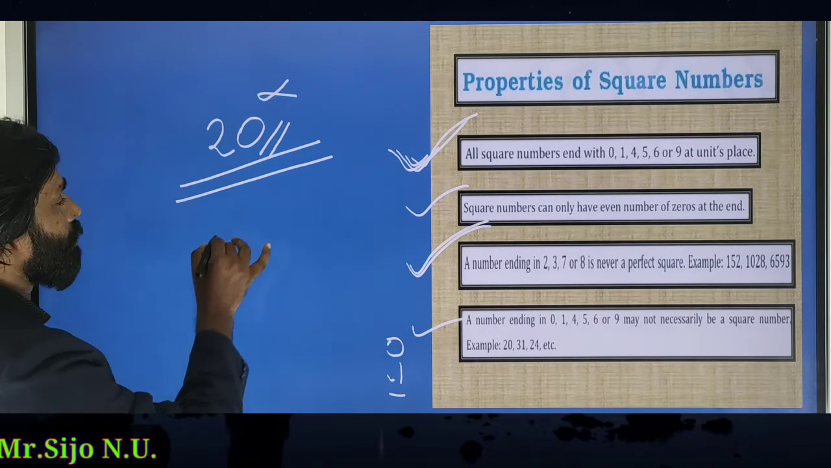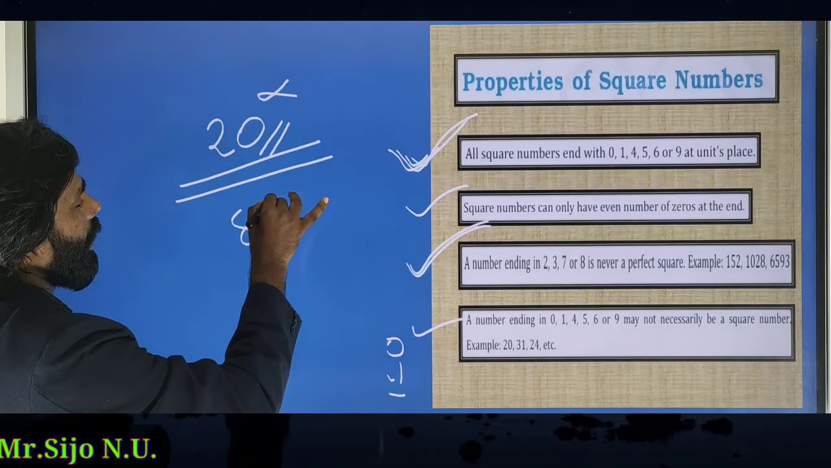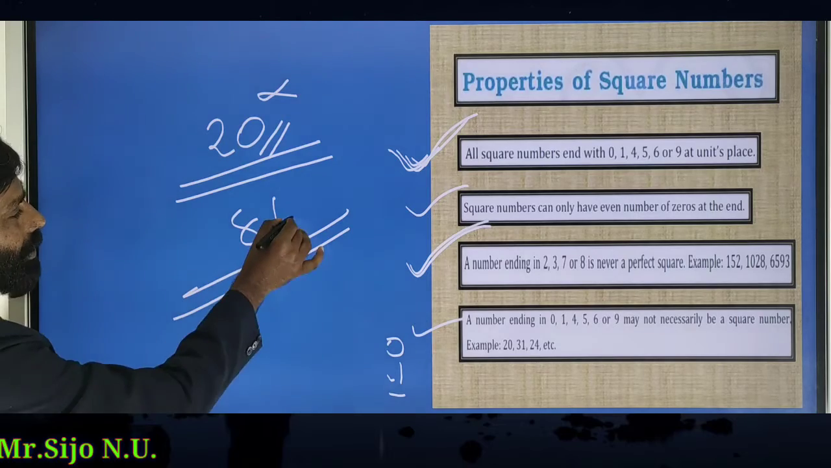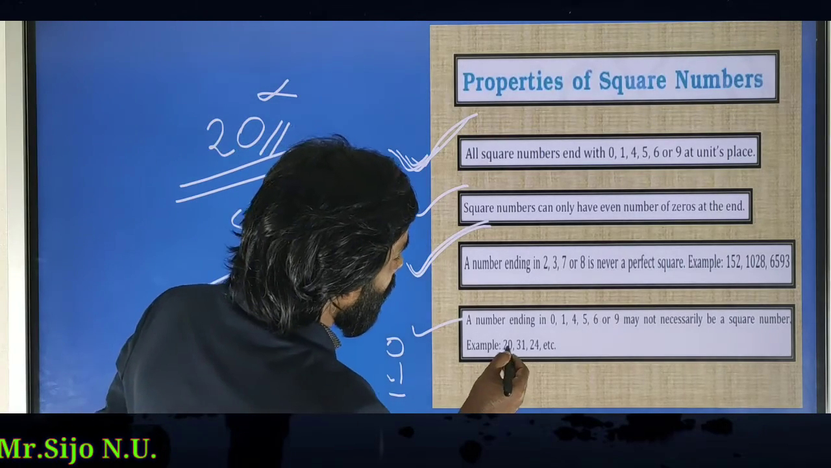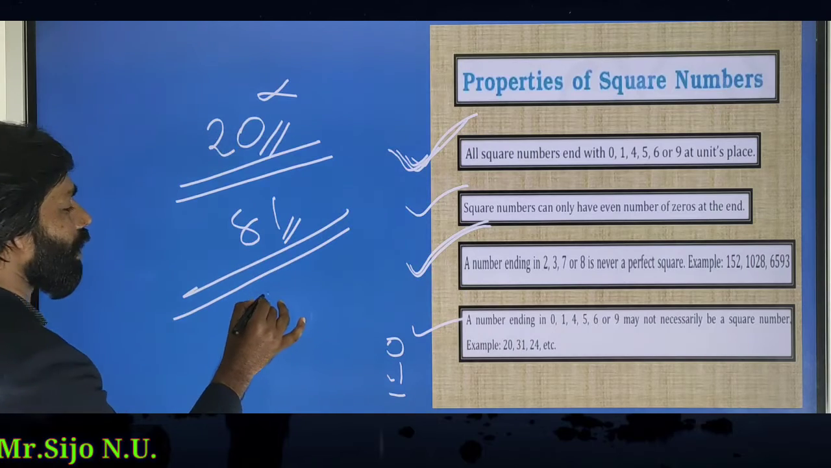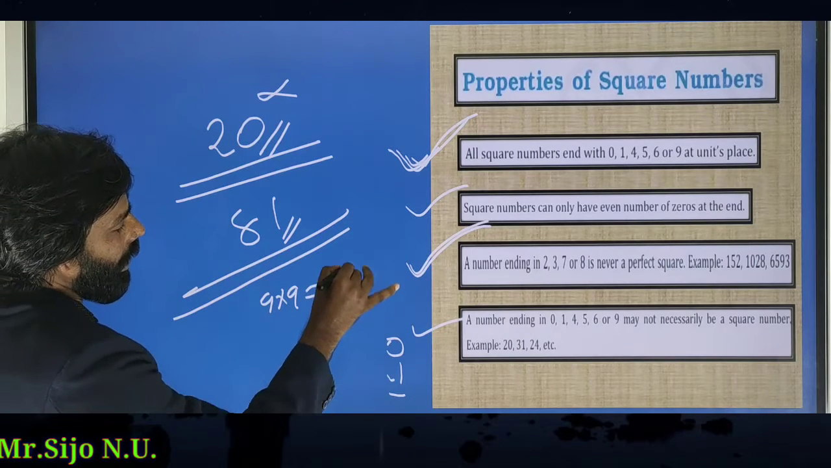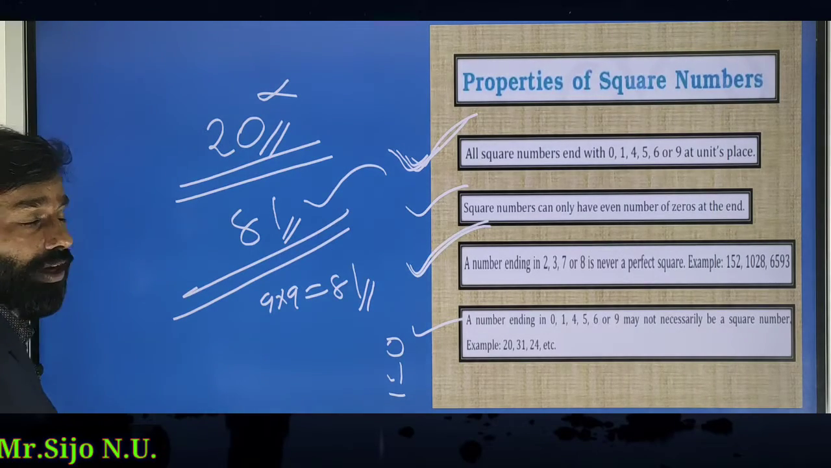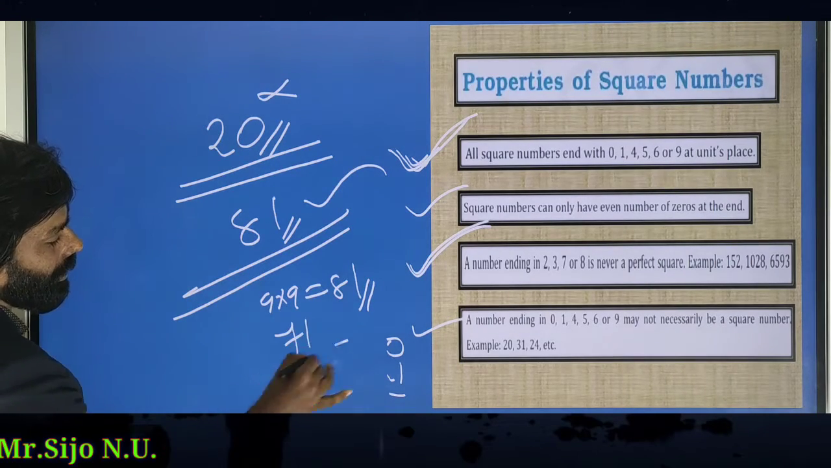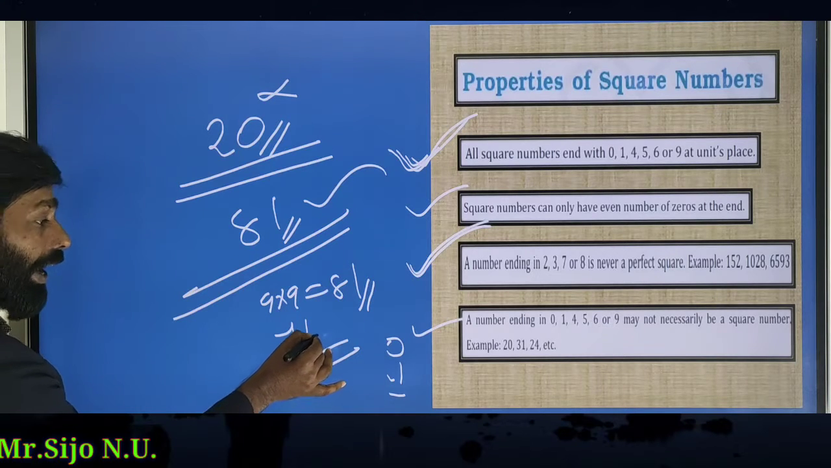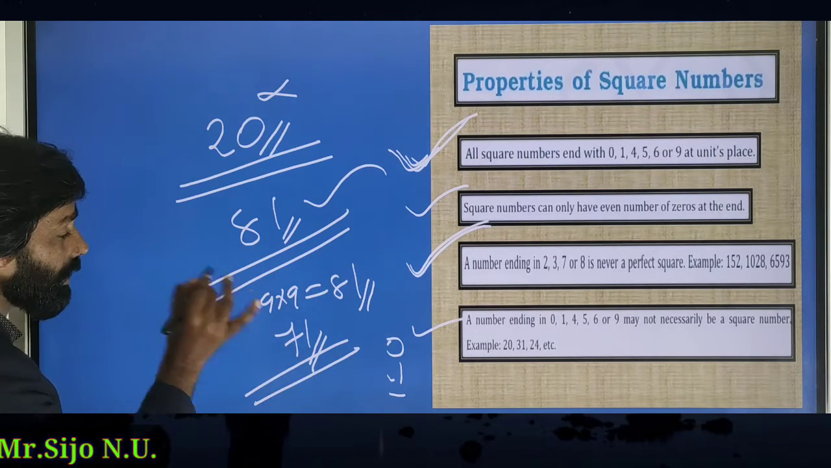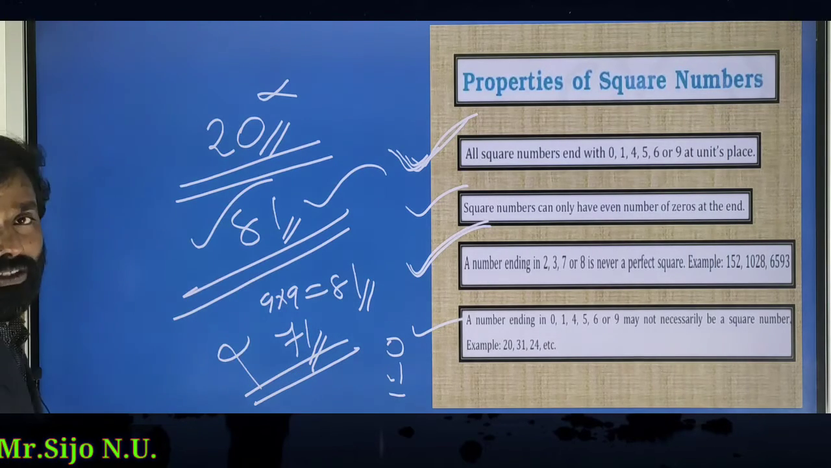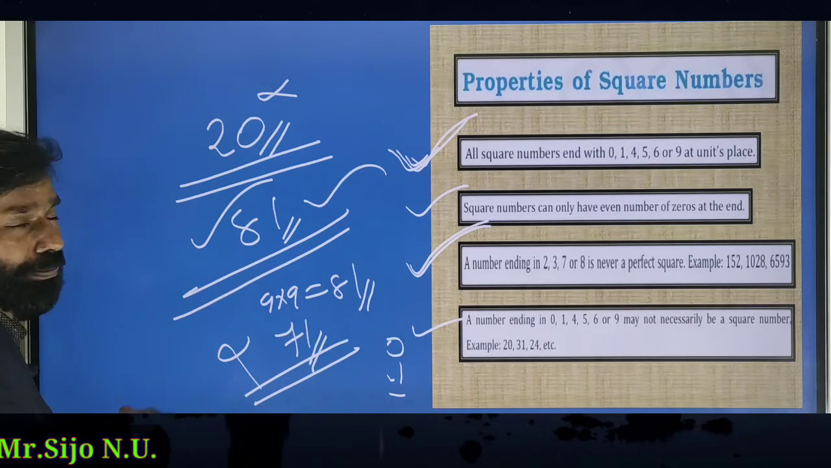Another example: 81. Check it. Yes, it ends with 1. Here we know 9 times 9 gives 81, which ends with 1. So we can say it's a perfect square number. But let us consider 71. This 71 also ends with 1, but it's not a perfect square number. 81 is a perfect square ending with 1, but 71 is not a perfect square ending with 1.